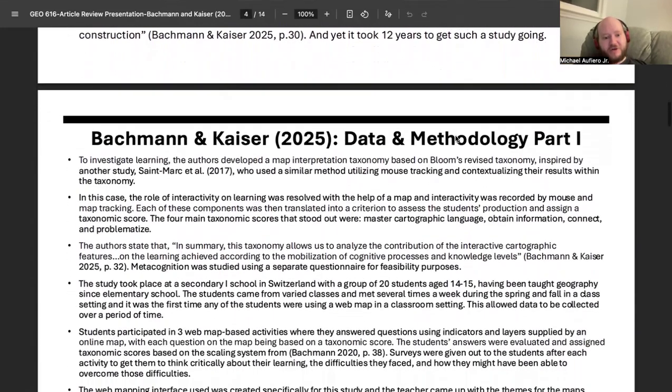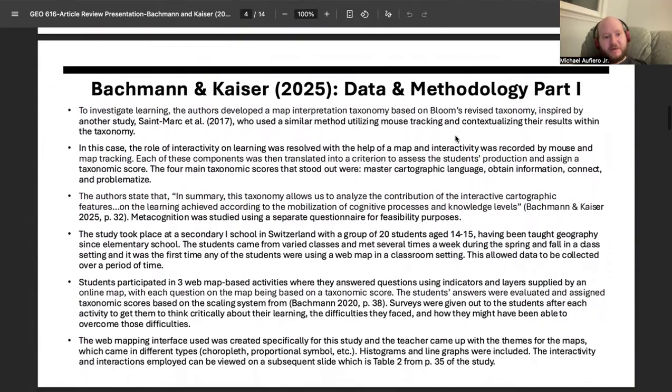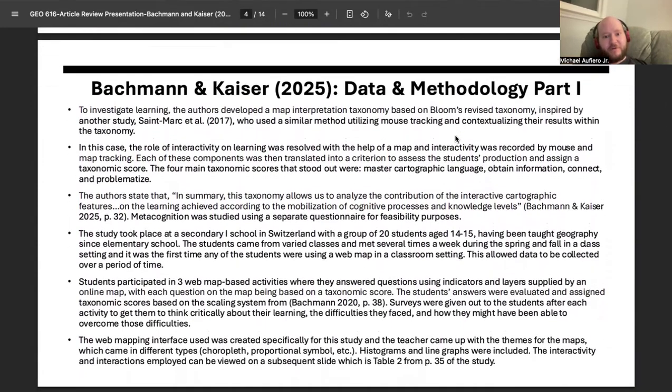So for data and methodology, to investigate learning, they developed a map interpretation taxonomy that is based on Bloom's revised taxonomy. Inspired by another study, St. Mark et al. 2017, who used a similar method using mouse tracking and contextualizing their results within the taxonomy. So in this case, the role of interactivity on learning was resolved with the help of a map, and interactivity was recorded by mouse tracking and map events.